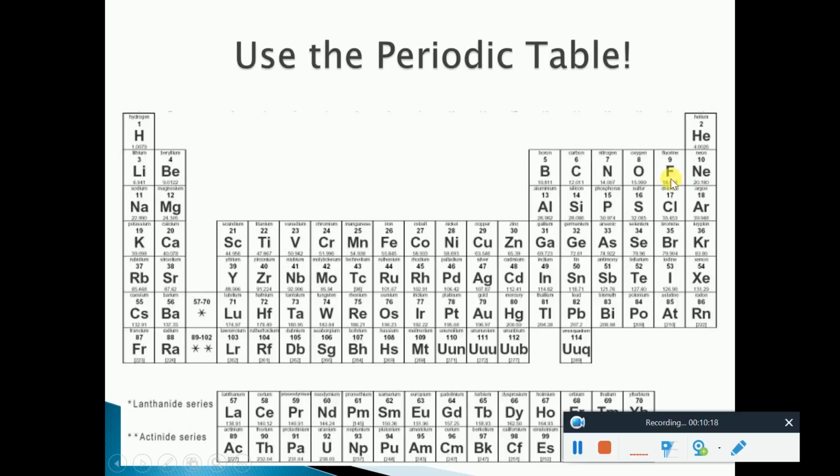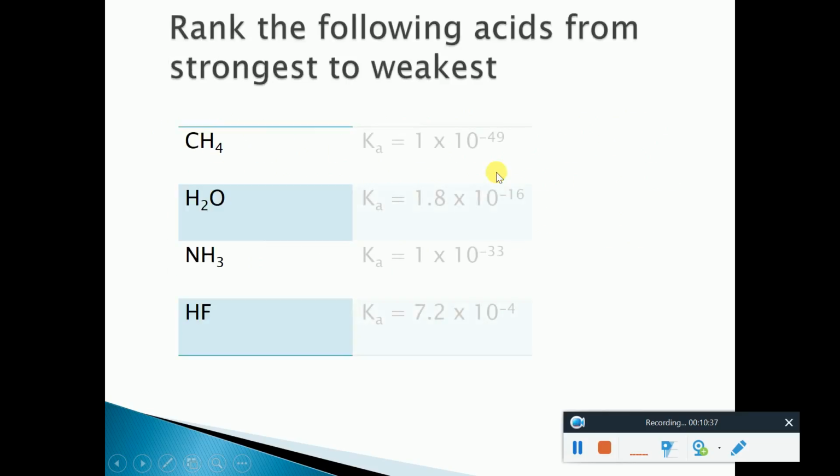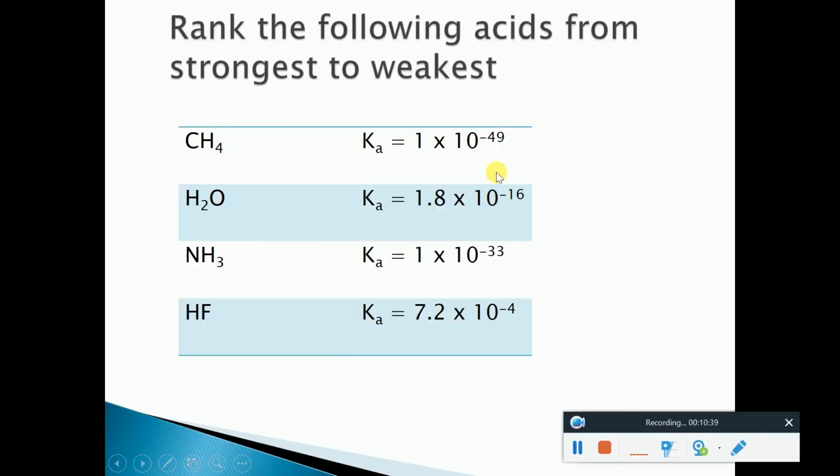Well, that's helpful because they're all in the same row. And remember, moving left to right, acidity increases. And that's because of electronegativity. So you would expect that the hydrogen attached to the carbon is much less acidic than the hydrogen attached to the fluorine. So let's see if that is the answer. And yes, it is. That is the answer that we get.